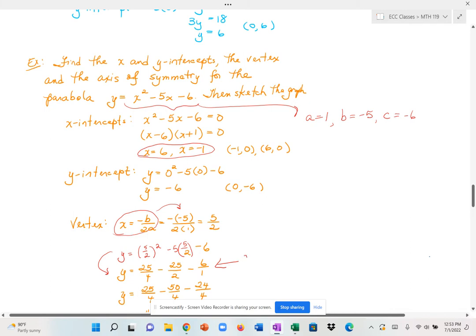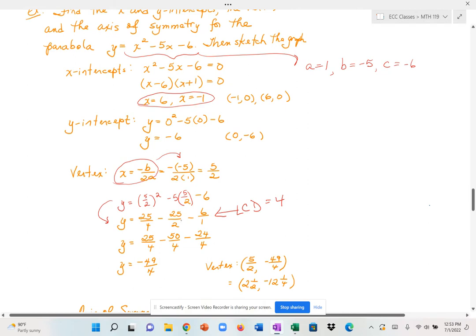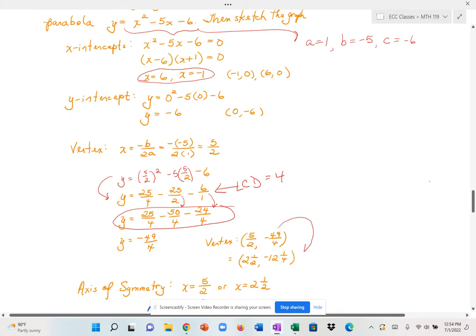I need a common denominator here, and that LCD is 4. So this fraction gets multiplied by 2 over 2. This one gets multiplied by 4 over 4. And now these three fractions can be combined together. So when you do, you get negative 49 over 4, which is the same as negative 12 and a quarter. So 5 halves, negative 49 over 4 is the same as 2.5, negative 12 and a quarter. So seeing it as a mixed number makes it easier to graph it when we get to that part.